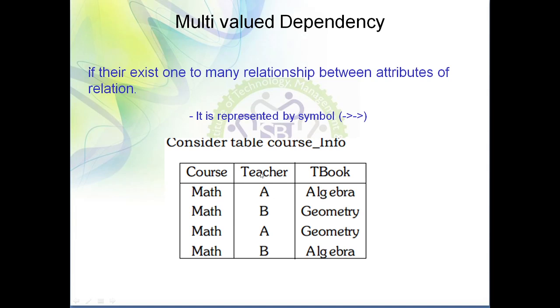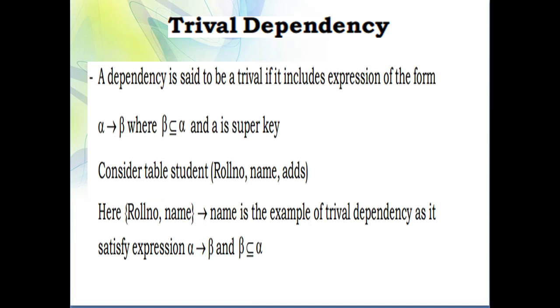So in this particular table, three multi-value dependencies exist: between course and teacher, between teacher and textbook, and between course and textbook. So this is the concept of multi-value dependency. You need to remember, when there exists a one-to-many kind of relationship, then we can say that it is an example of multi-value dependency. Now next is trivial dependency.